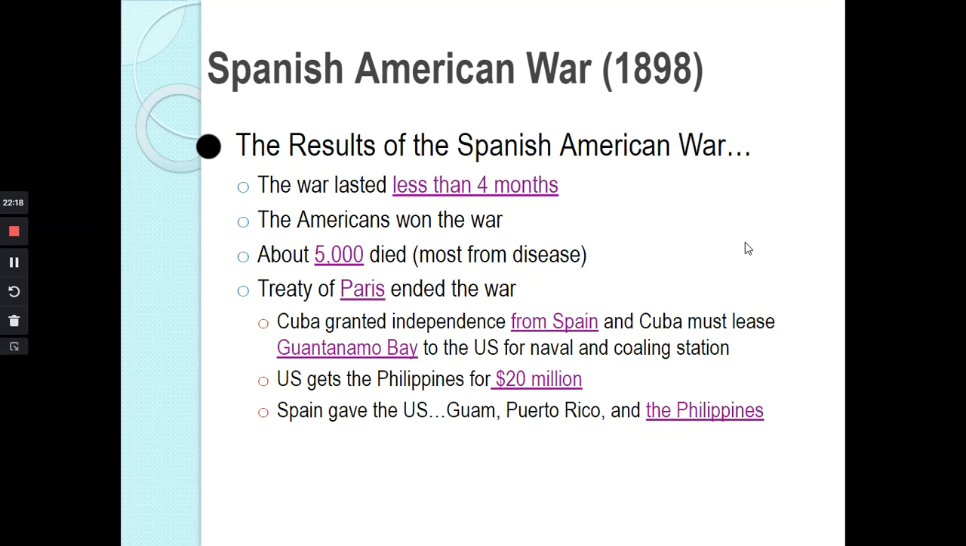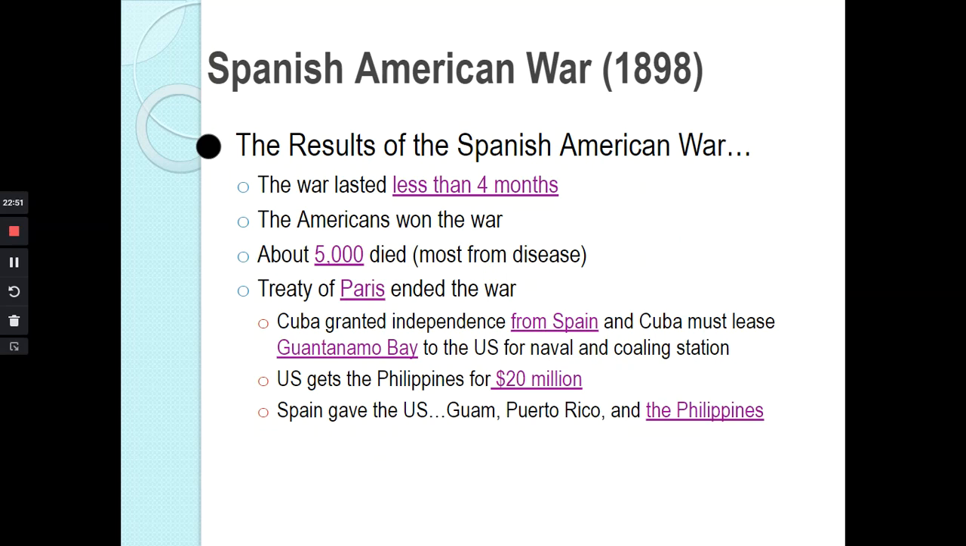The results of the war. The war lasted 4 months, as I said. We win. 5,000 die, most from disease. And the Treaty of Paris, please don't let this confuse you. We've had so many Treaty of Parises in our history as the United States. The Treaty of Paris ended the American Revolution. It would end the War of 1812. It's going to end this war. So please be sure, don't let that confuse. This is the Treaty of Paris that ends the Spanish-American War.